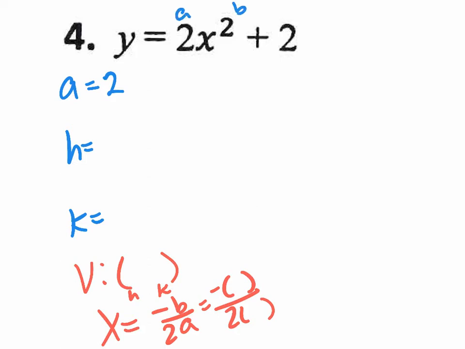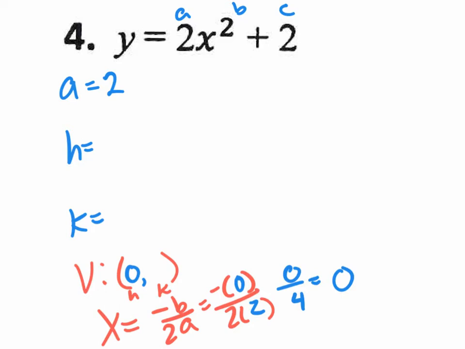The b value is the term in the middle, and there is no middle term. The c value is 2. So the b value is 0 because there is no bx term. The a value is 2, so you end up with 0, negative 0, which is still 0, divided by 4. 0 divided by any number is what? 0. So our vertex x value is 0.